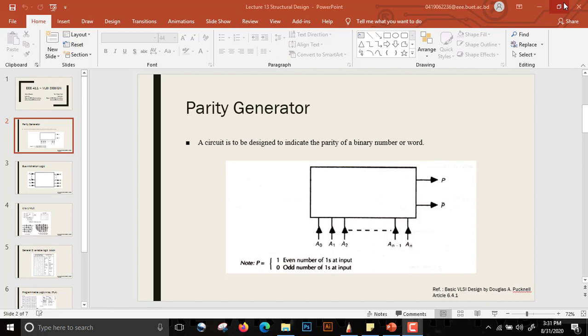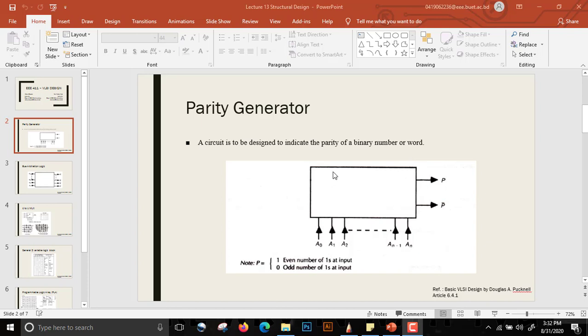Now the first problem that we will be dealing with is a parity generator. What is a parity generator? A parity generator is a circuit which gives the output P equal to 1 if there are an even number of 1s as input, and output P equal to 0 if there are an odd number of 1s as input. That is even parity. P equal to 1 means even parity.